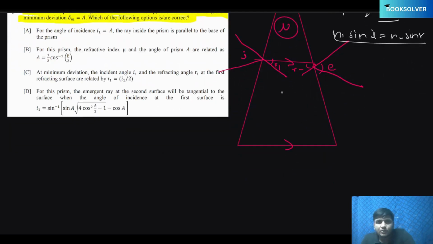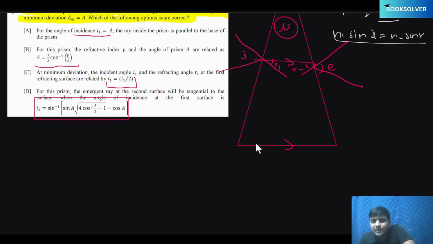So let's first see what we have to find here. Angle of incidence I equal to A, so we have to put I equal to A, then check whether the line is parallel or not. We have to find the relation between A and mu here. And we have to check whether R1 is equal to I by 2 or not. This relation we have to find out. So let's start solving by putting in Snell's law here.